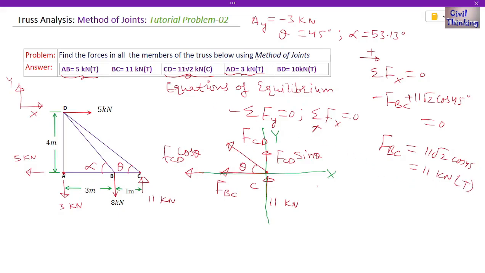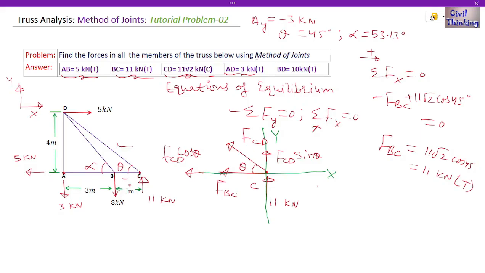Okay, now let us see our answers. Force in BC is 11 kilonewton tensile. Okay, so this is correct, it means we are doing right. Okay, so now we have analyzed joint C and we got this.